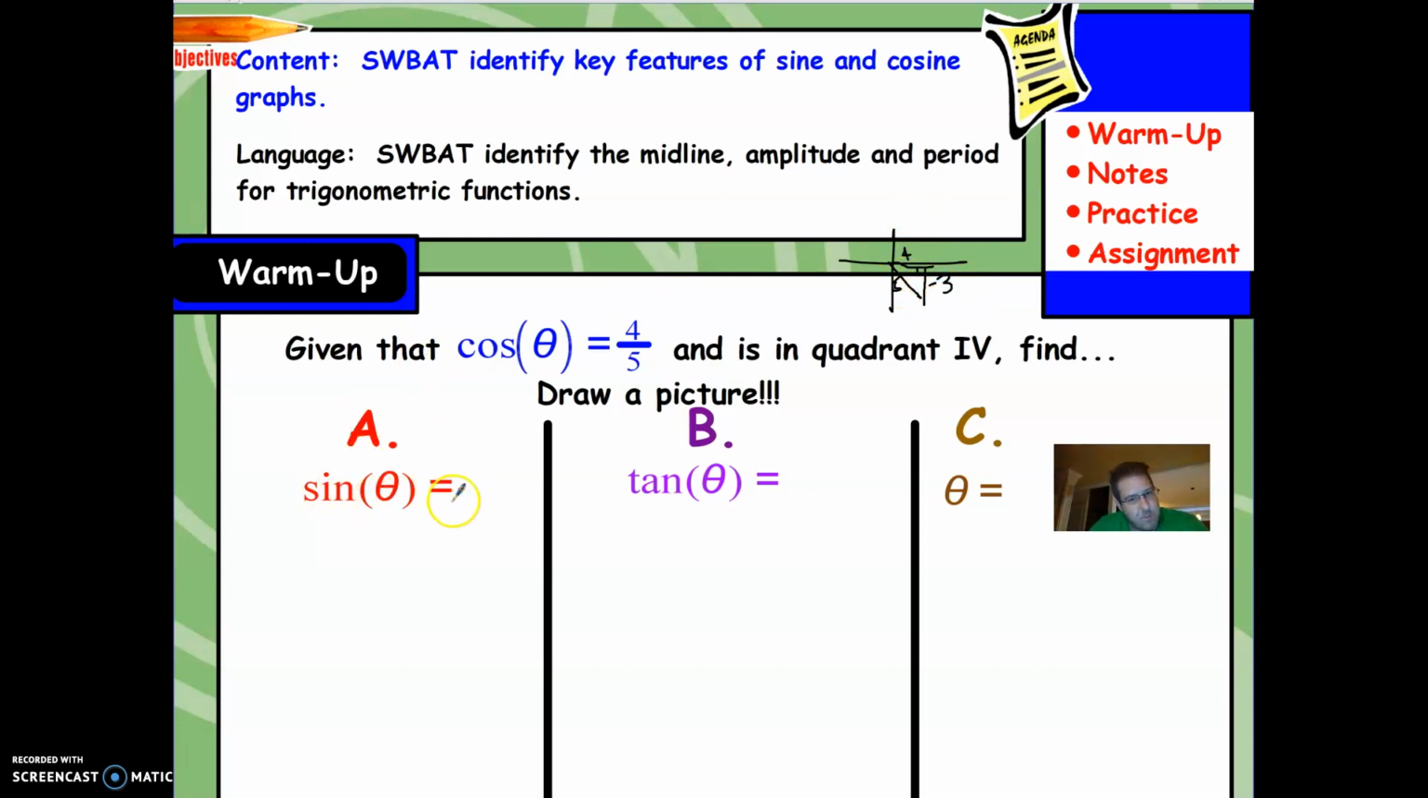All right, so sine would be y over r, so that's negative 3 over 5. Tangent would be y over x, so that's negative 3 over 4. And if I want to find what theta is, keeping in mind that it's in quadrant 4, when you solve this, you're still going to have to figure out what theta is, which is all of this. So let's find out what that reference angle would be.